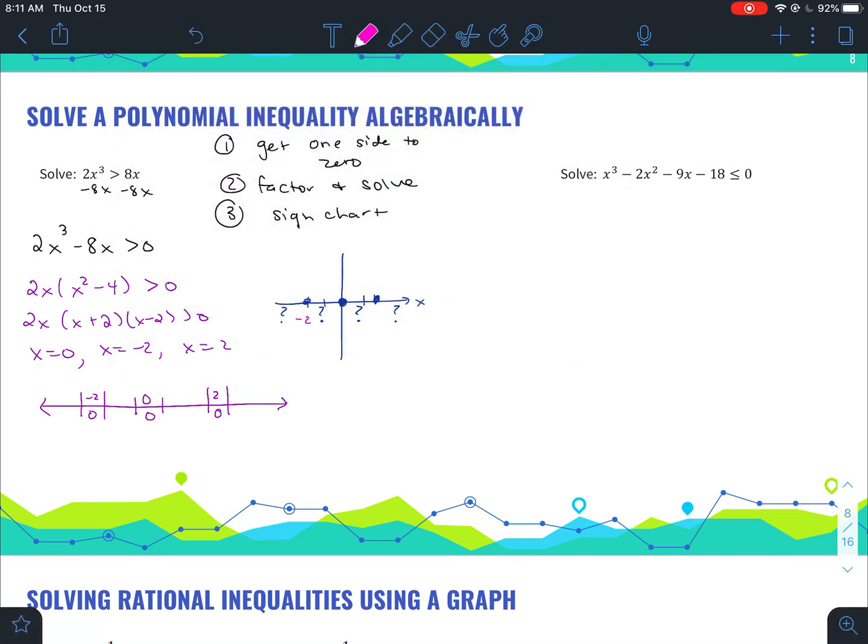So if this is negative 2, I could test to see what's happening at like negative 3. Or if this is negative 2 and 0, I could test what's happening at negative 1. I could test what's happening at positive 1, and I could test what's happening at 3. I could test any of those values to see where the graph is. Is it above the x-axis or below? So is it negative or positive at those points? So all I'm going to do is plug in negative 3, negative 1, 1, and 3 into my factored equation, 2x times x plus 2 times x minus 2.